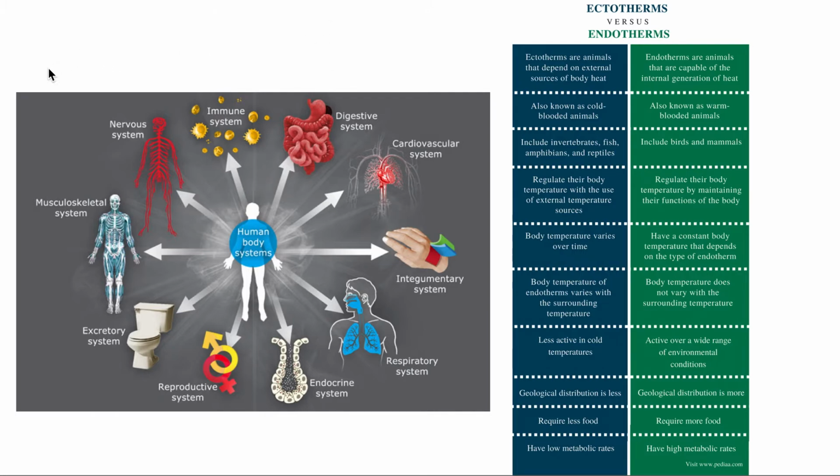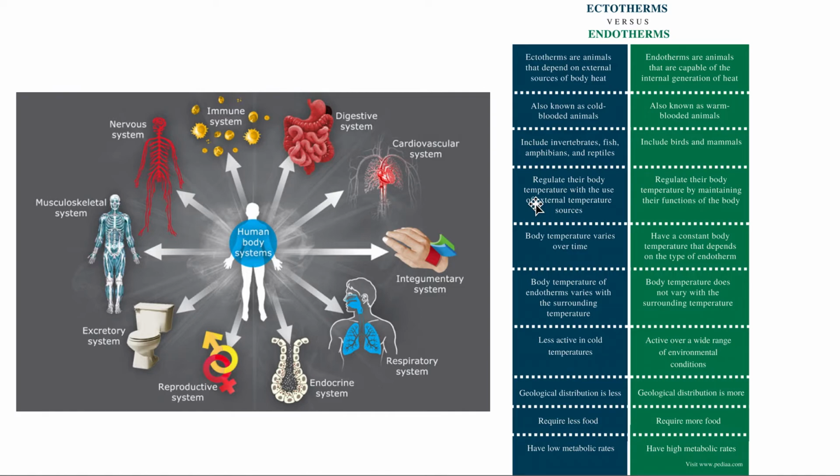One of the things in the animal kingdom that classifies a lot is whether it's an ectotherm or an endotherm. So looking at this chart here, an ectotherm, this blue, is going to be known as cold-blooded. It's going to regulate its body temperature with the use of external temperature sources. What does that mean? It's going to use the environment in order to regulate its temperature.